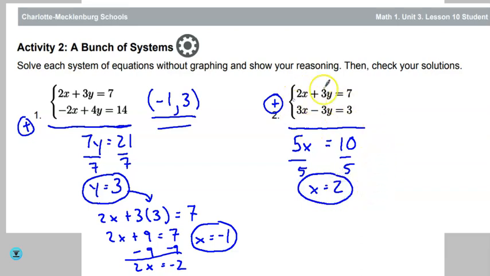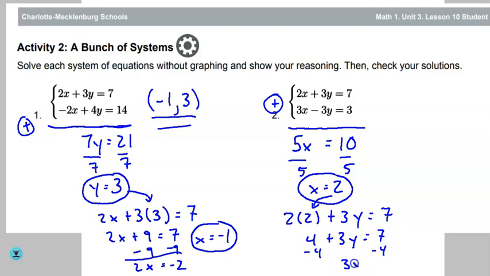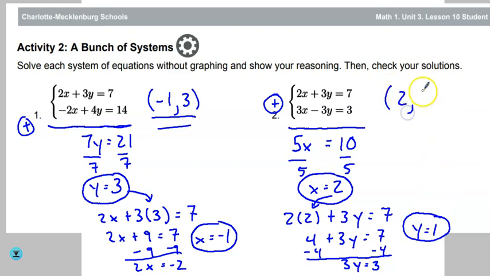Now, pick an equation. Again, I'm going to take the top one because everything's positive, and change the x to 2. So it's 2x plus 3y equals 7. 2 for the x, right? Substitute in the 2. 2 times 2 is 4, plus 3y equals 7. Subtract 4 from both sides. 3y equals 3. Divide by 3, y is 1. So it should be 2, 1. And then you can check that solution.